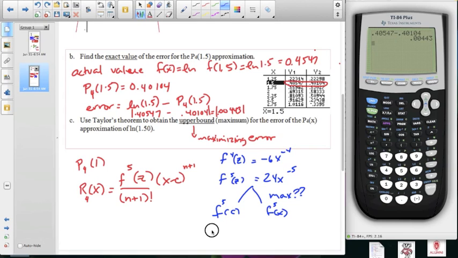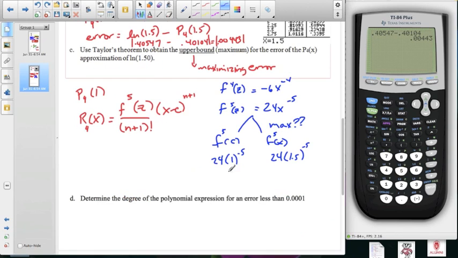So in that case, we have a 24, and c, the center, is 1, so it's 1 to the minus 5th power. And x, which is 24, and x is 1.5 to the minus 5th power. And so this one is the maximum here, because the minus 5th means it's in the denominator, right? This is 24 over 1 to the 5th. This is 24 over 1.5 to the 5th. So this is our maximum value.